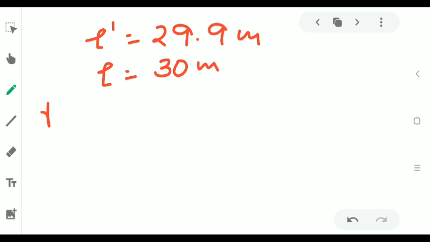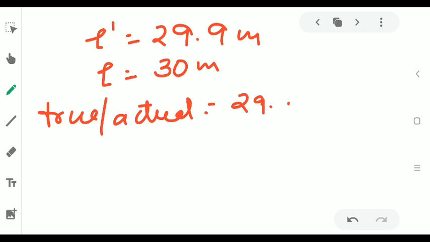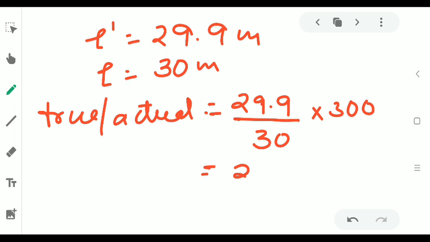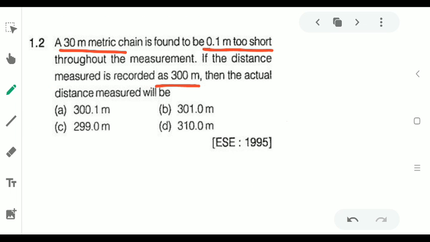So the true length or actual length of line would be the faulty length of chain, that is 29.9 meter, divided by the true length of the chain, that is 30 meter, into the distance recorded or measured. Then this value comes out to be 299 meter, which is the actual distance which was measured on ground using a chain of 29.9 meter length. So our correct option for second question would be option C.